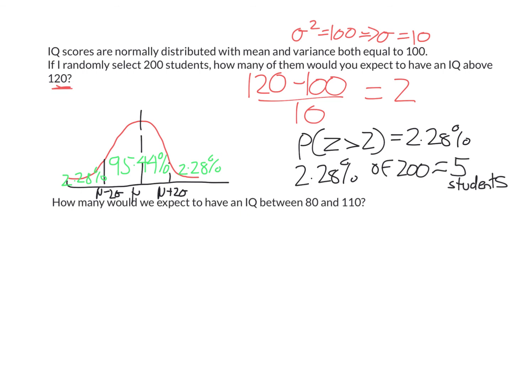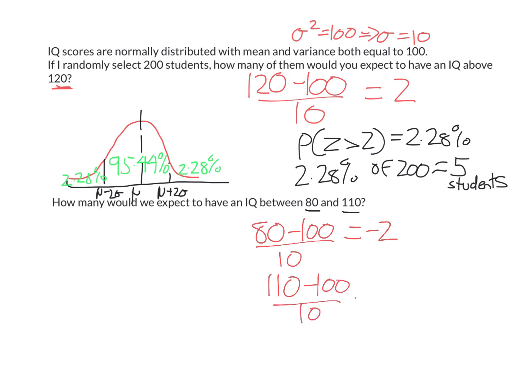So how many would we expect to have an IQ between 80 and 110? Well, let's convert these scores, 80 and 110, to z-scores. A score of 80 minus mean divided by standard deviation is minus 2. An IQ of 80 is 2 standard deviations below the mean. An IQ of 110 is 1 standard deviation above the mean. So this question is really asking what percentage of students would have a z-score between -2 and +1.